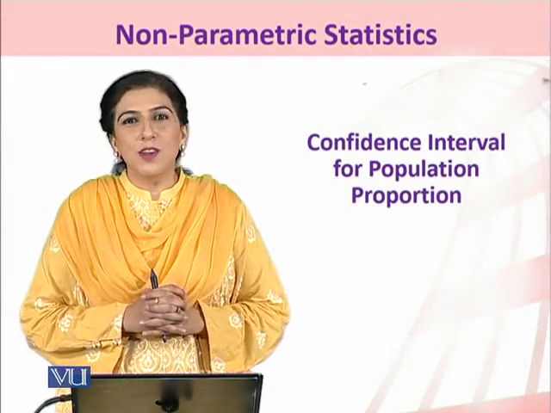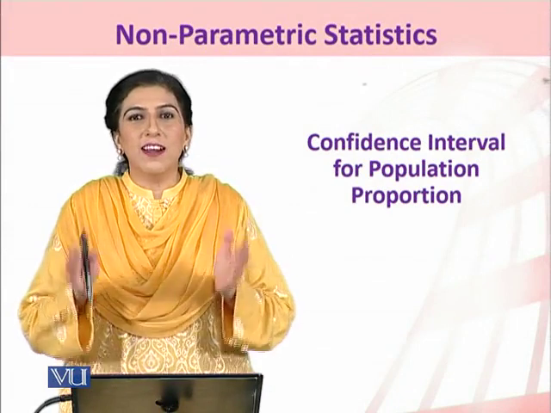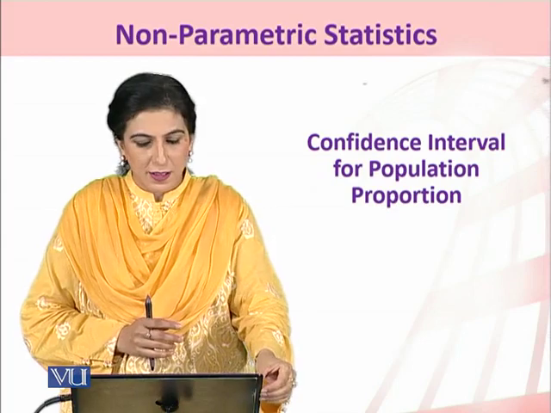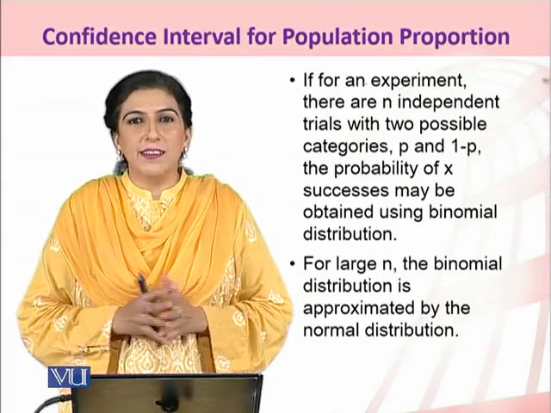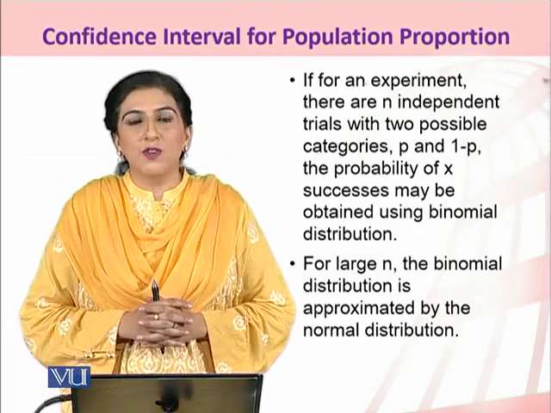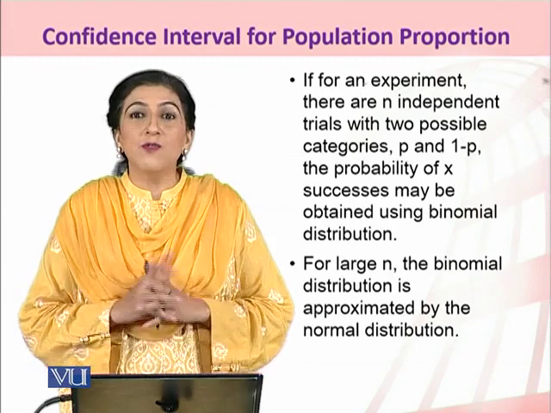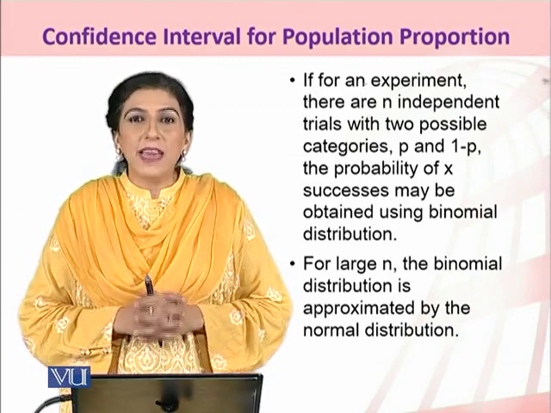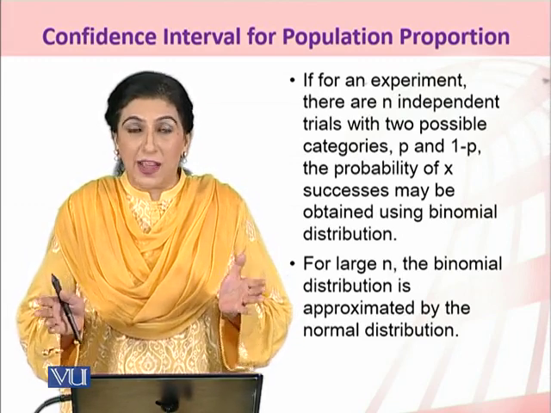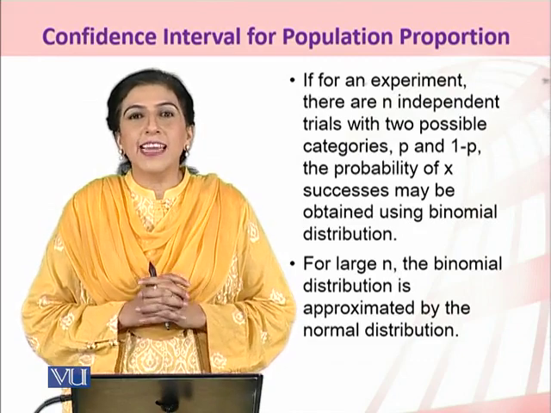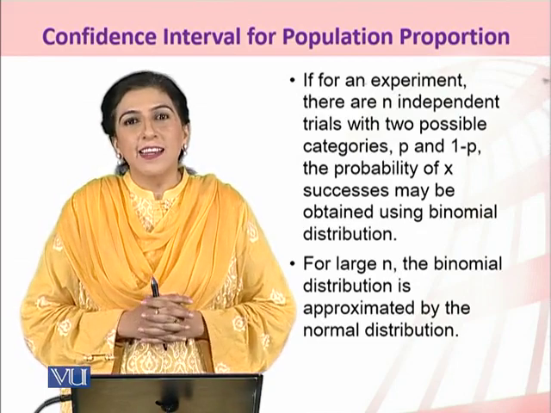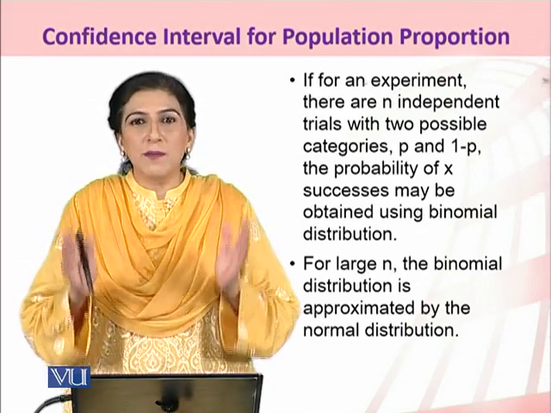Students, in this module, we will learn how to construct the confidence interval for the population proportion. Now, for an experiment where we have two kinds of probabilities, one is known as P and the other is known as 1 minus P, where P is the probability of success and 1 minus P is the probability of failure, and we are interested in calculating the probability of exactly X successes.